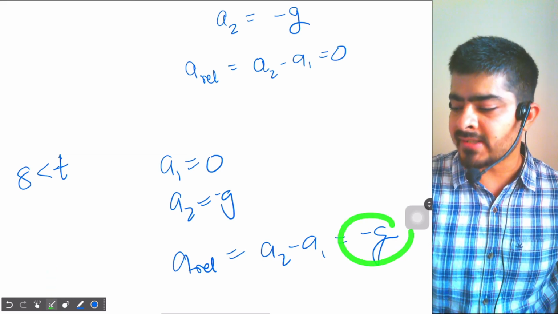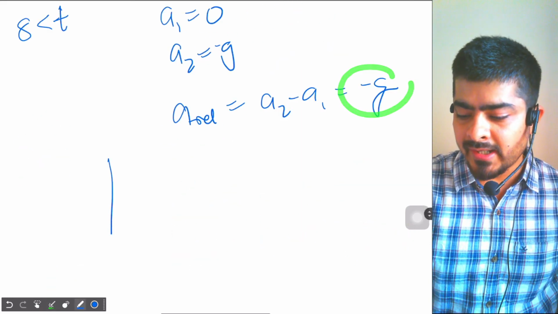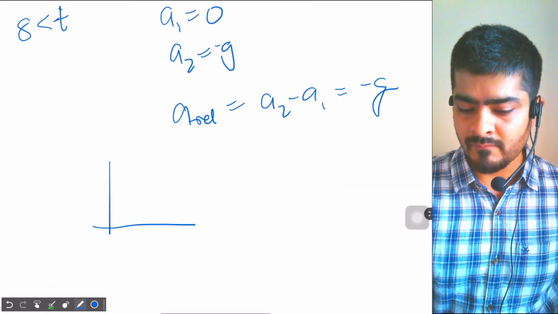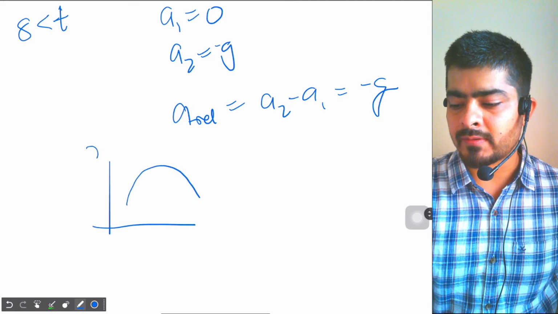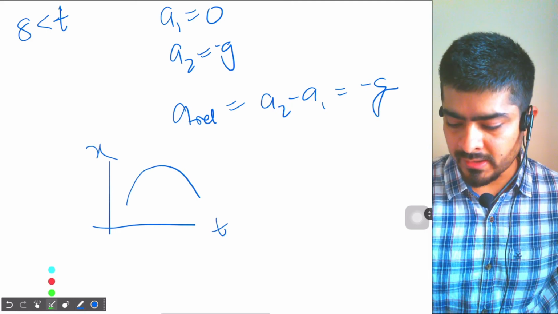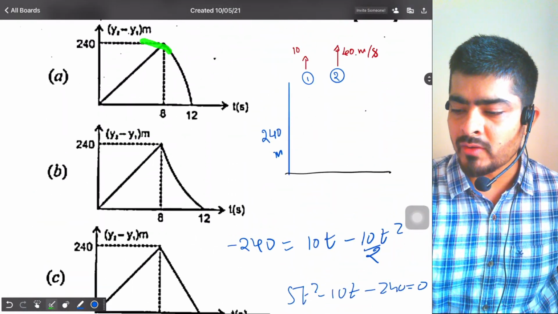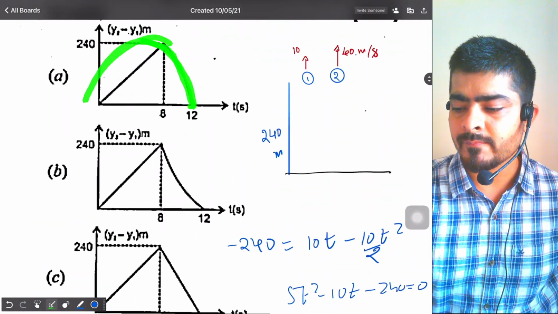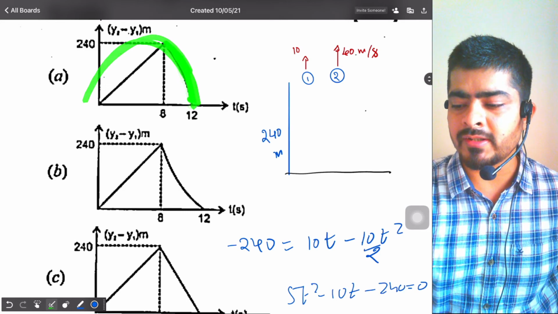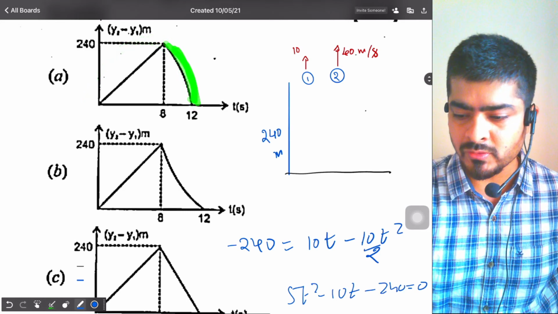But since acceleration is negative, your graph is of this shape. The xt graph is like this, inverted U shaped. So in which case are you getting an inverted U shape? Here you are getting the inverted U shape. We are looking only at this part, and this is inverted U shape. So we'll mark option A.